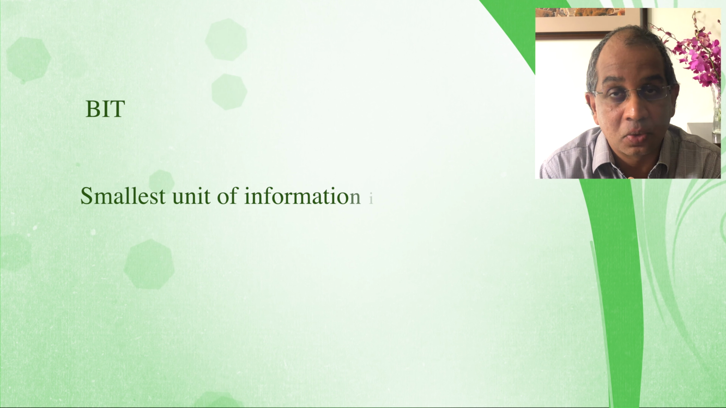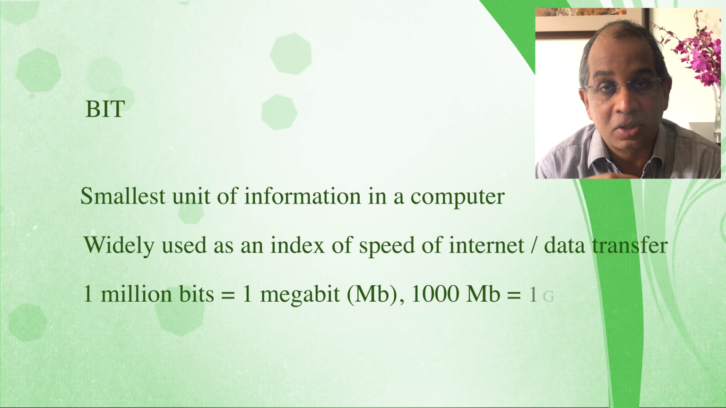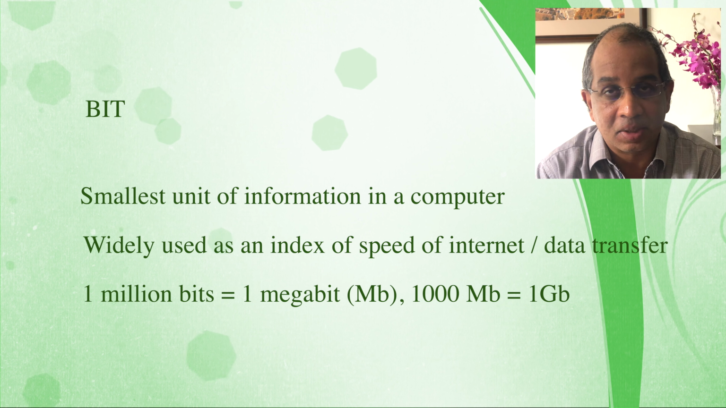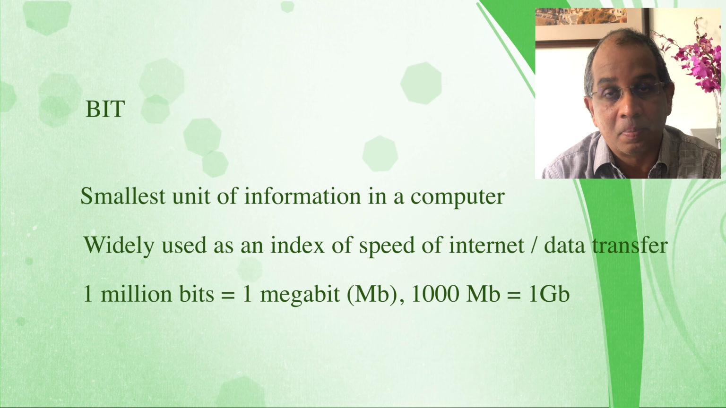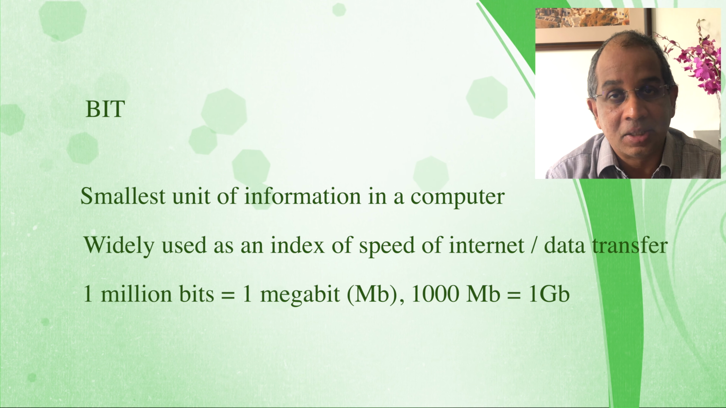Okay, I need to tell you the difference between a bit and a byte. A bit, B-I-T, refers to the smallest amount of information stored in a computer, and actually it is used to reflect the speed of data transfer or the speed of internet transmission. Okay. 1 million bits is equal to 1 megabit, and 1000 megabits are equal to 1 gigabit.